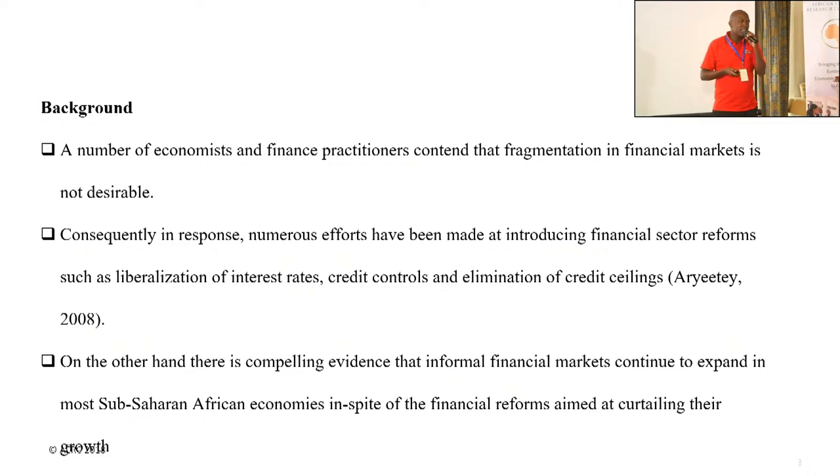The argument here is that we don't want very huge informal financial markets, for reasons that there is no data. There is no way of tracking, for instance, informal lenders, and since there is no data, it has implications for monetary policy decisions, and there is quite a wide discussion around that issue. So the idea has been to make sure that the formal market is big, or grows at the expense of the informal financial markets.